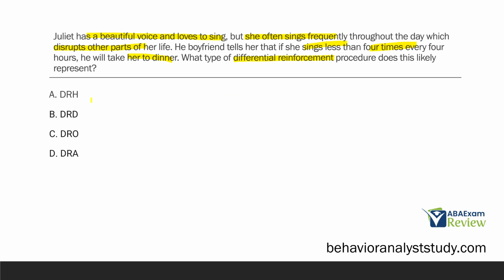Why is it not higher rates? Because with higher rates, we're trying to increase the behavior. Here, we're trying to reduce the behavior. We're looking at a diminishing or a lower rate. And since we only can choose diminishing rates, then B must be our answer.